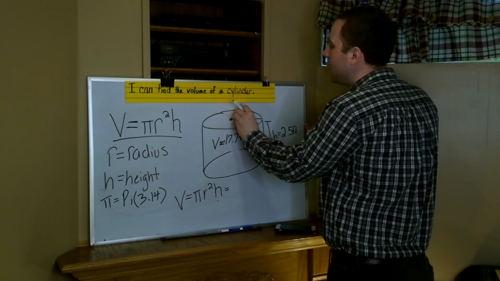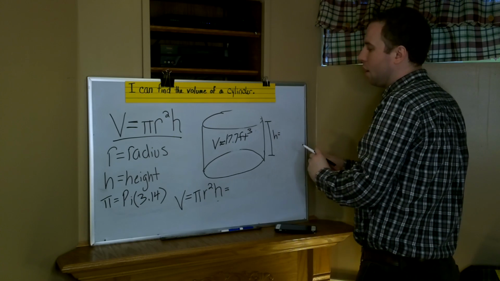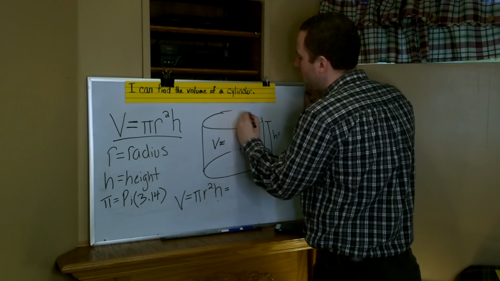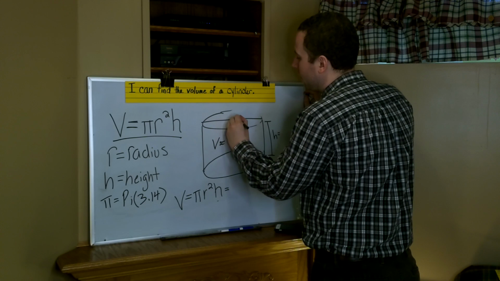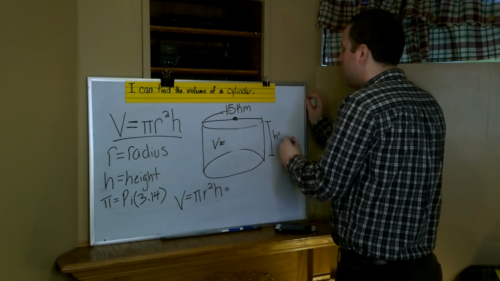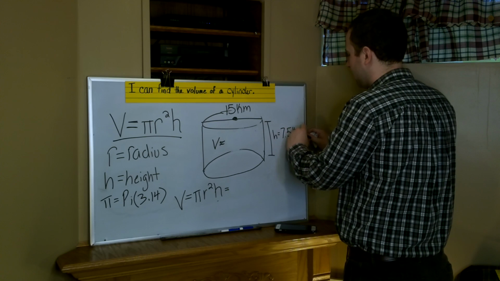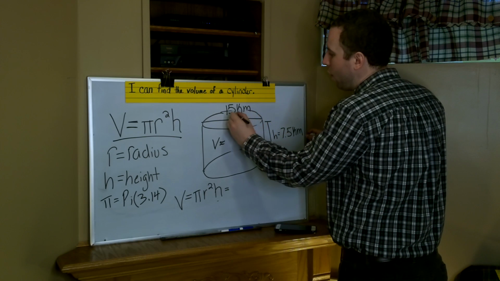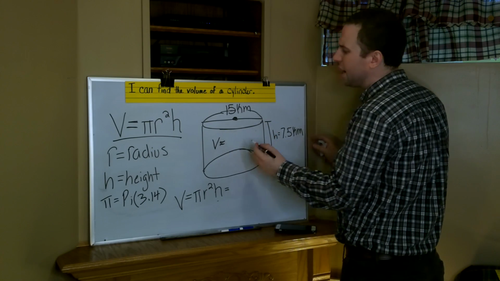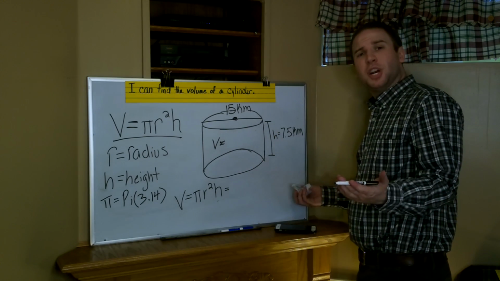Now let's say instead we have a diameter instead. And this diameter is 15 kilometers. And our height is 7.5 kilometers. Well, gosh, how are we going to do this one? We need a radius. This is a diameter. How are we going to do this? Well, let's figure it out, shall we?